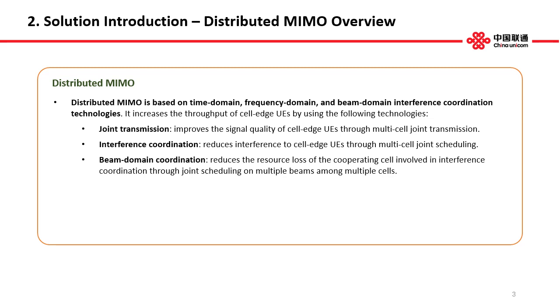Distributed MIMO is based on time domain, frequency domain, and beam domain interference coordination technologies. It increases the throughput of cell edge UEs by using the following technologies. Joint transmission improves the signal quality of cell edge UEs through multi-cell joint transmission. Interference coordination reduces interference to cell edge UEs through multi-cell joint scheduling. Beam domain coordination reduces the resource loss of the cooperating cell involved in interference coordination through joint scheduling on multiple beams among multiple cells.